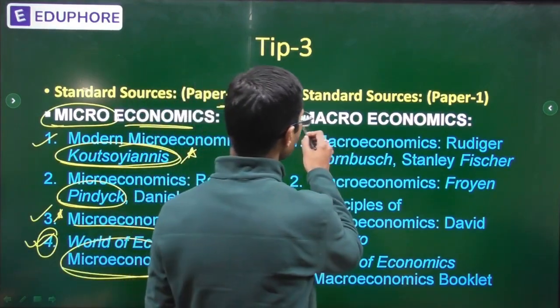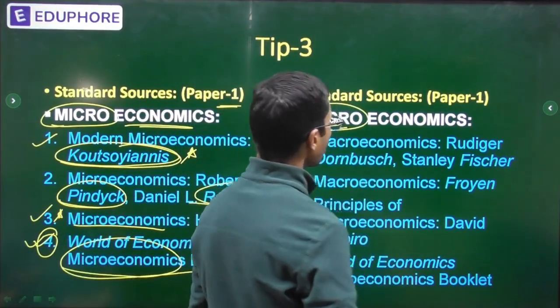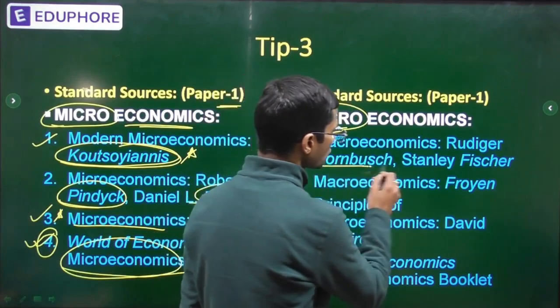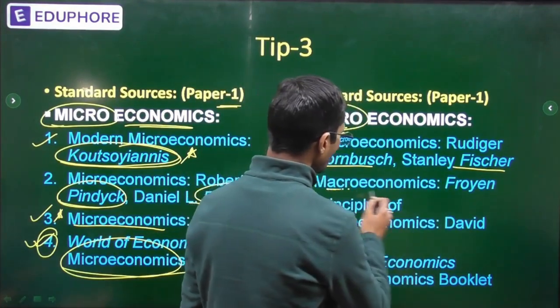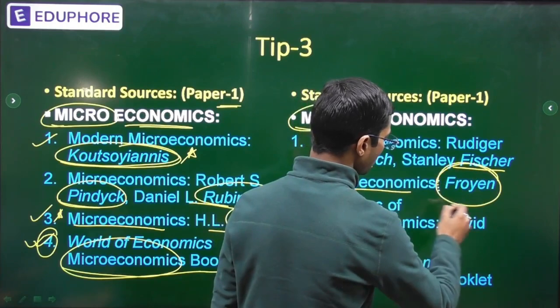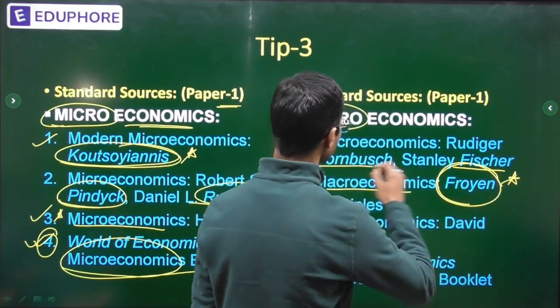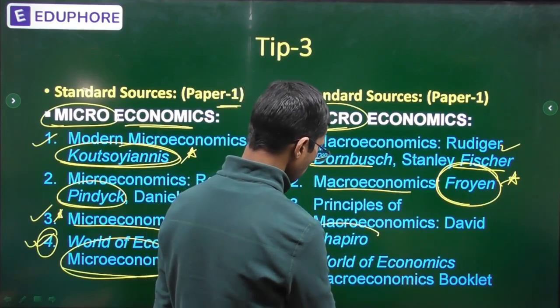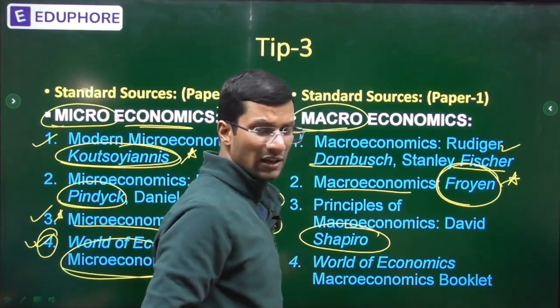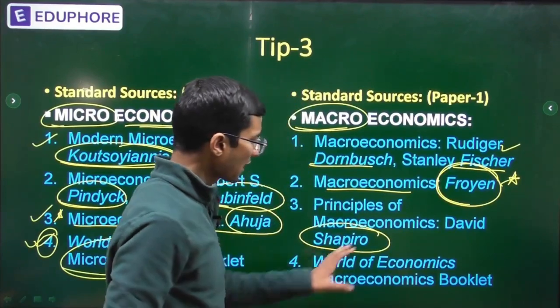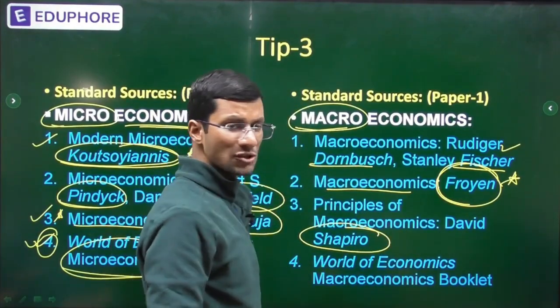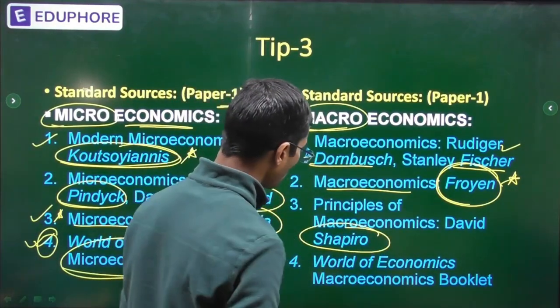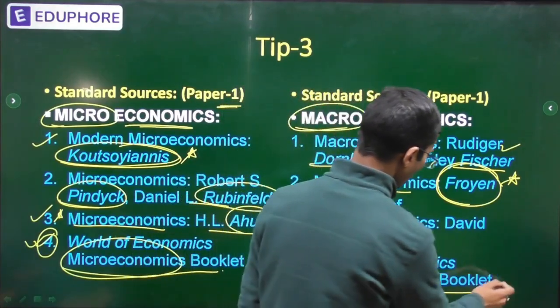Similarly, let us talk about the macroeconomic sources. When we talk about macroeconomics, we have Dornbusch and Fischer. Then another very, very good book we have is Froyen. Of course, important. Even Dornbusch is fine. Then Principles of Macroeconomics, Shapiro. Then we have another, Modern Macroeconomics, Wayne and Snowden. Of course there are n number of books. Then finally we have our own booklet.